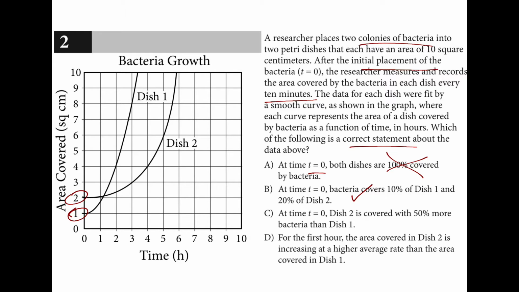This part is true. Dish 1 is 10%, 20% dish 2. Dish 2 actually has 100% more. And this is backwards. Dish 1 is increasing at a higher rate, so B is the right answer.